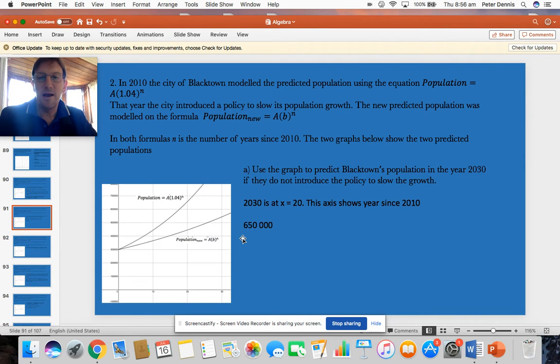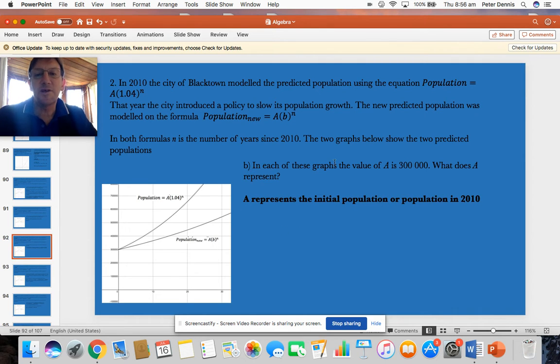650,000. Question B. In each case, the value of A is 300,000. What does this value of A at 300,000 mean? Why do they both start at 300,000? That's the initial population, or the population in 2010. So in 2010, it suddenly had a population of 300,000. So you can understand why 20 years later it's 650,000 in Part A.